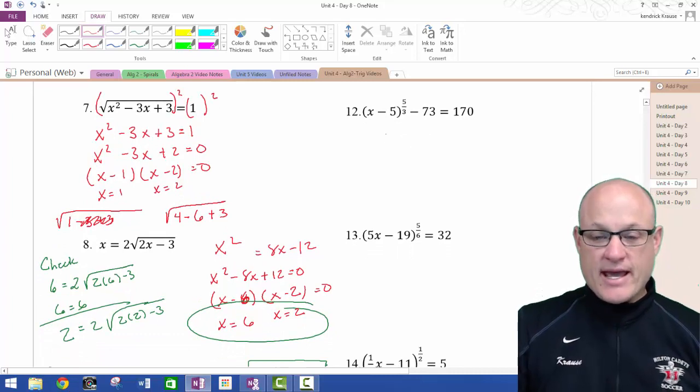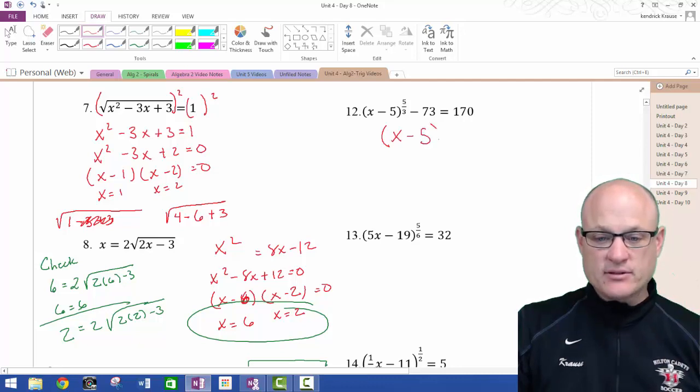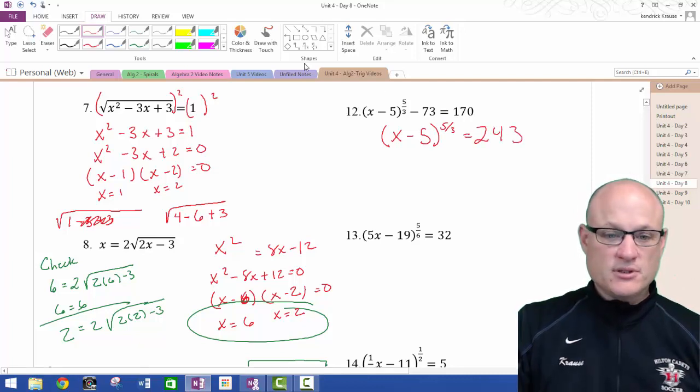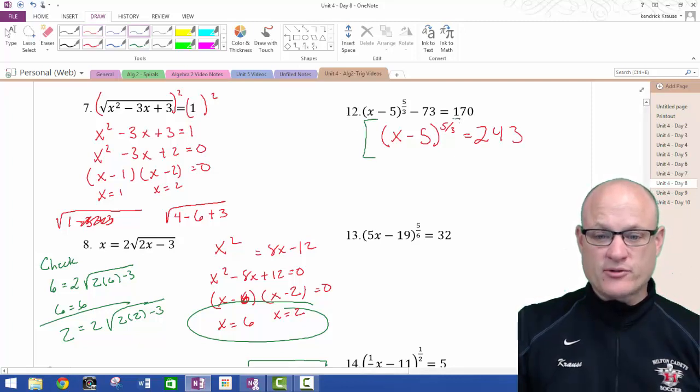Here we're going to add the 73 because we have to isolate whatever's being raised to this exponent. So (x minus 5) to the 5/3 power equals 243. Now what I want to do is raise both sides to the reciprocal of 5/3, which is 3/5.